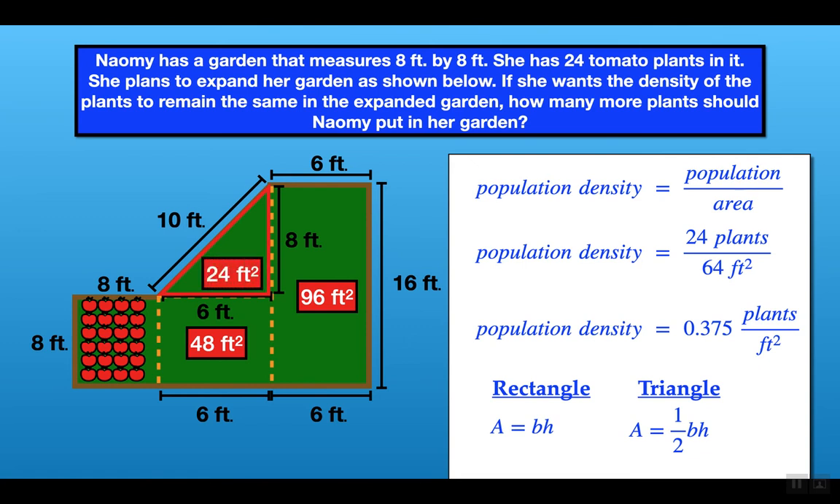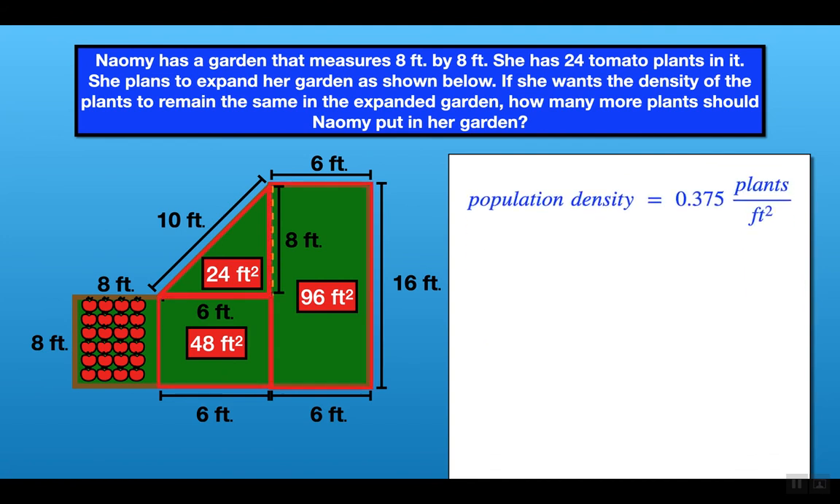Now let's add all 3 of those numbers in order to get the combined area of that new section of the garden. If we add all 3 numbers, that gives us an area of 168. I meant to put square feet. That was my mistake, so it's 168 square feet. Now that we have that, we have the area of the expanded garden.